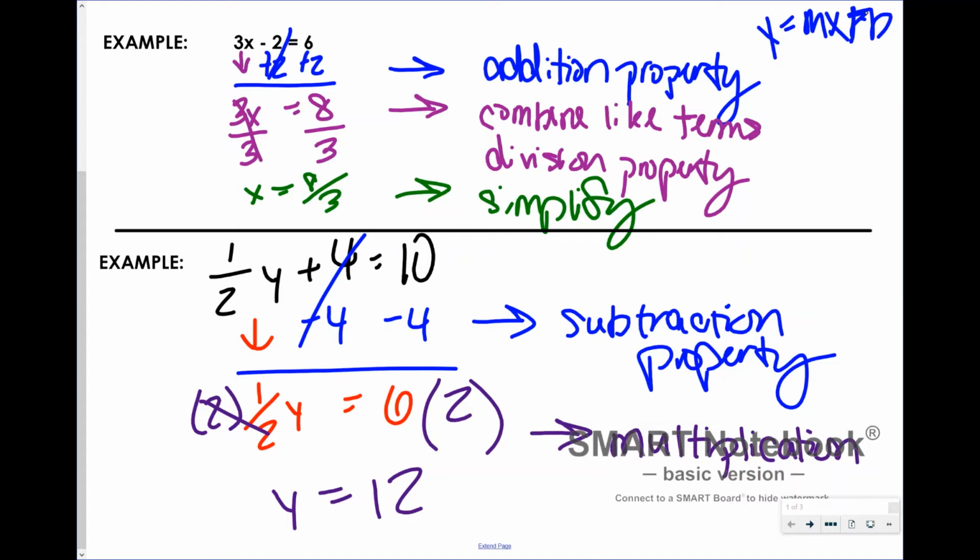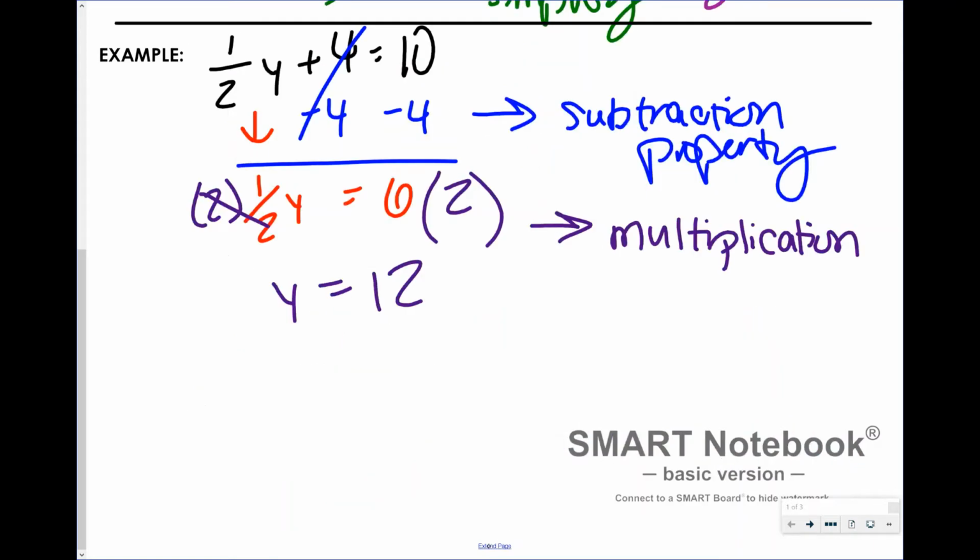So now I have 2 times 1/2. So what does that give me? It just gives me 1, it just gives me y. So y equals 6 times 2, which is what? 12. So our answer is 12. Y equals 12. And what I did here, if you guys can't see that, this is the multiplication property.